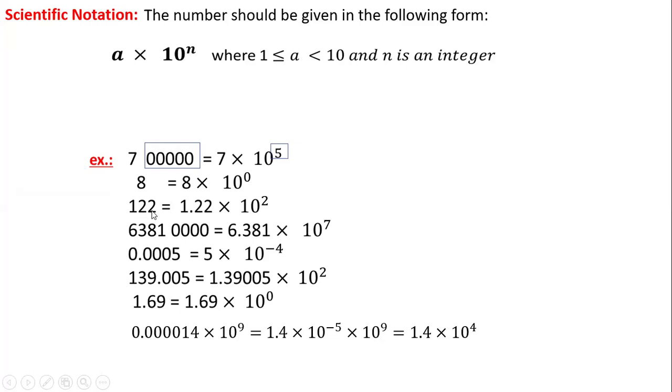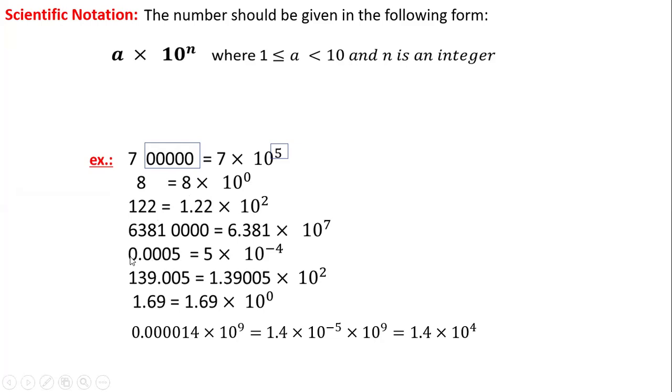122, is it a number between 1 and 10? No. So I should make it, the point is here, I should move it between the 1 and 2 to become here. How many digits did I move it? 2 digits, 1, 2. So it's a positive power of 10 since the number is greater than 10. Also, this is the same. Let me move to this example.